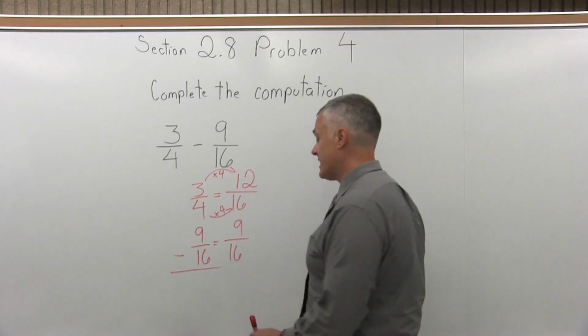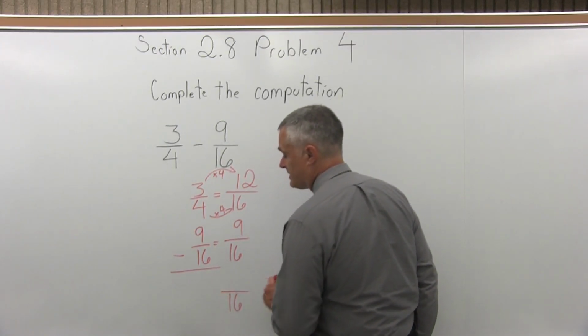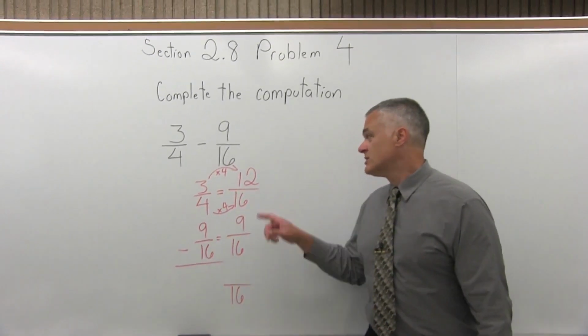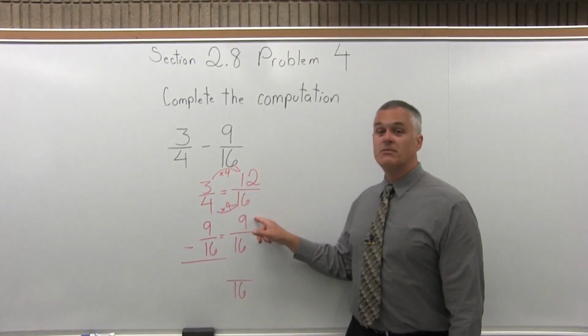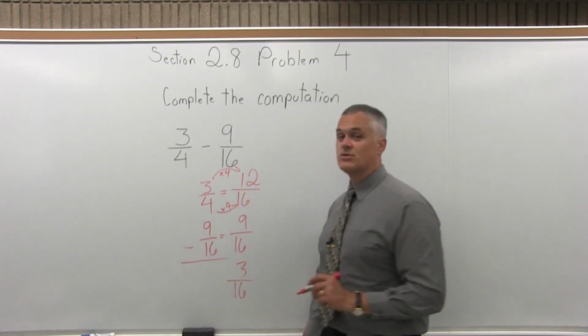Now the denominators match, and I can just combine the numerators. So the answer will have a denominator of 16, and for the numerator, I'll just subtract 12 minus 9. 12 minus 9 is 3, so my final answer is 3/16.